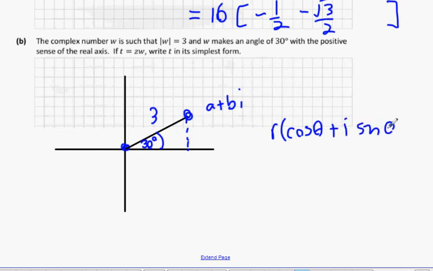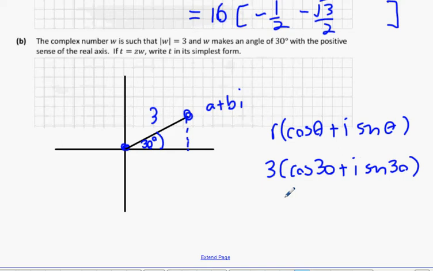Did anybody get this one out last night? 3 cos 30 plus i sine 30. And what's that in the calculator? 3 root 3 over 2 and 3 over 2 i. Now what it says is that this complex number is w. Would everybody agree that that's w right there?